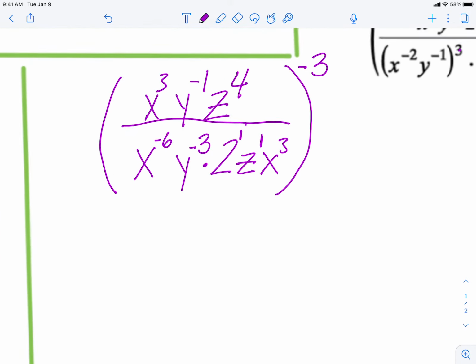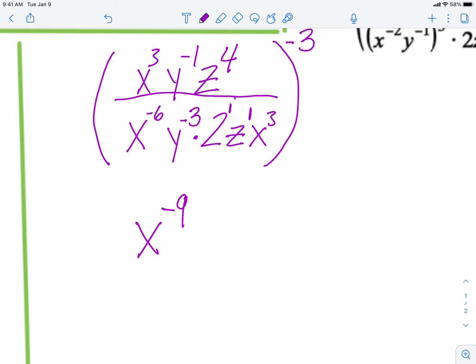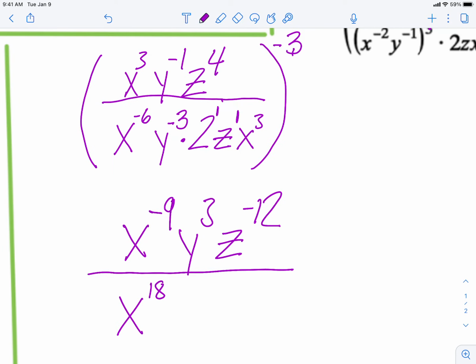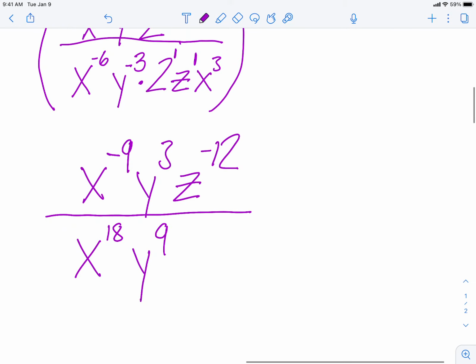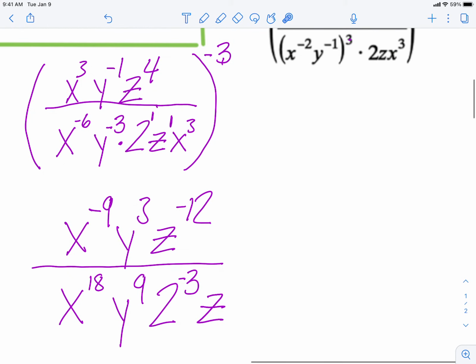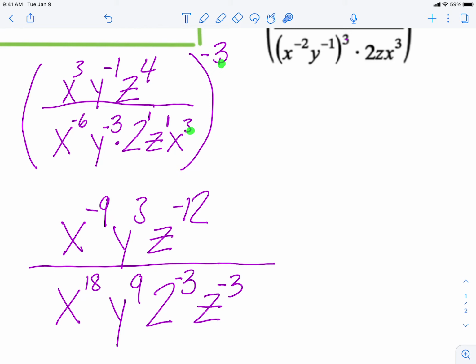So I'm going to multiply this negative 3 times all of these exponents. Let's see what we get. I get x. Negative 3 times 3 is negative 9. Negative 3 times negative 1 is y to the positive 3. Negative 3 times 4 is z to the negative 12. All over, negative 3 times negative 6 is positive 18. Negative 3 times negative 3 is y to the positive 9. Negative 3 times 1 is 2 to the negative 3. Now z, negative 3 times 1 is negative 3. Let me extend my division line here. And negative 3 times 3 is x to the negative 9.